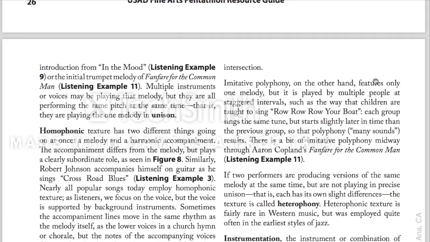Multiple instruments or voices may be playing that melody, but they are all performing the same pitch at the same time. That is, they are playing one melody in unison. Same pitch, same time equals unison.